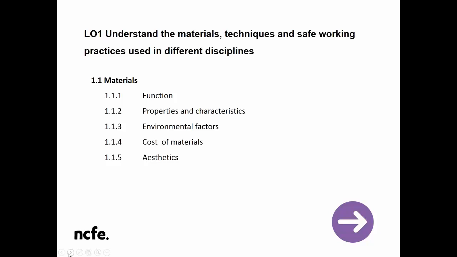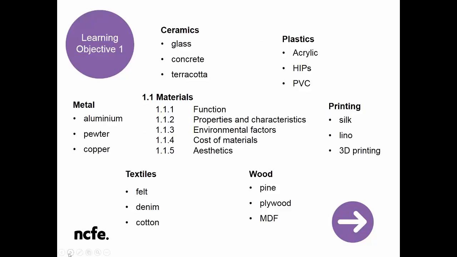So in this LO, learners need to understand the function, properties and characteristics, environmental factors, cost and aesthetics associated with the listed materials, and it's important to understand that all of these materials must be covered. So on this screen here, I've listed all the materials, and you can see that for each material area, there are 3 specific materials named.